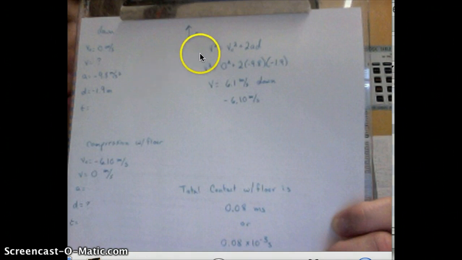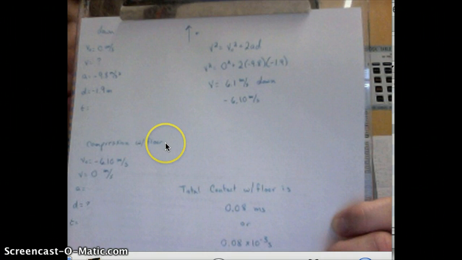Doing some kinematics earlier, we choose the equation without t, v squared equals v naught squared plus 2ad. We substitute in and we get that the final velocity is 6.1 meters per second pointing down, which means mathematically we should treat it as negative 6.1 meters per second.